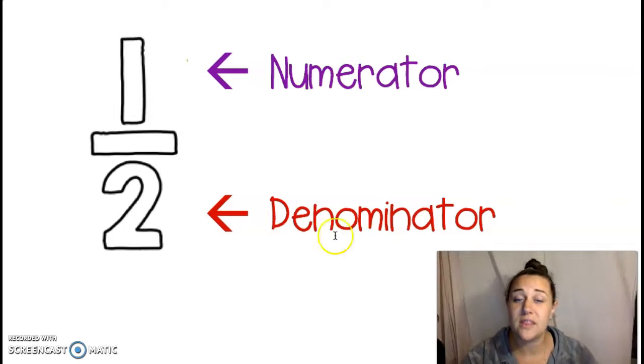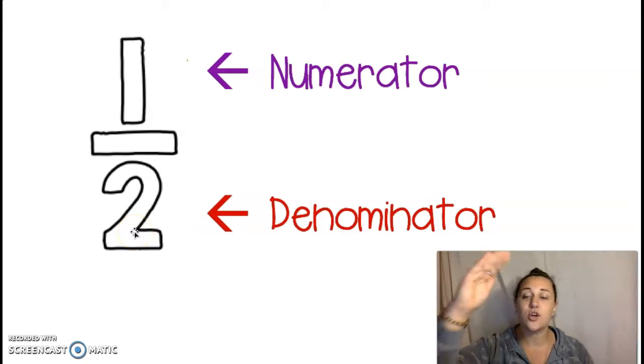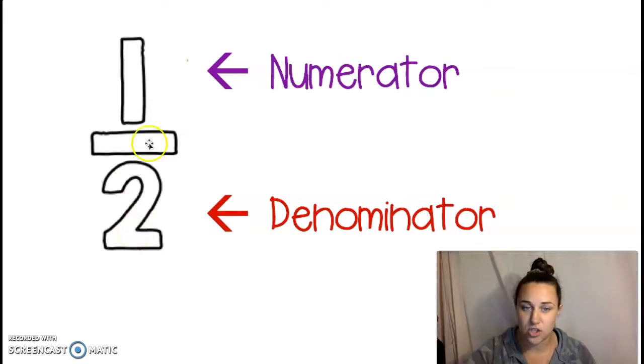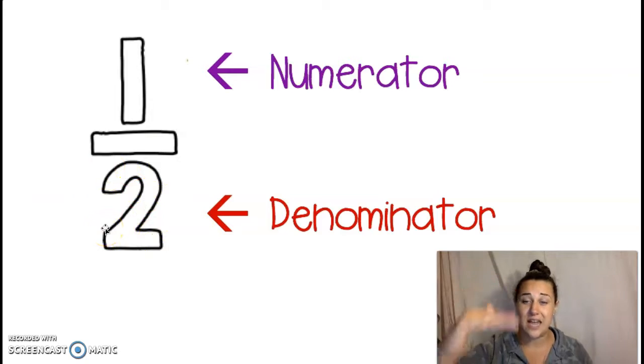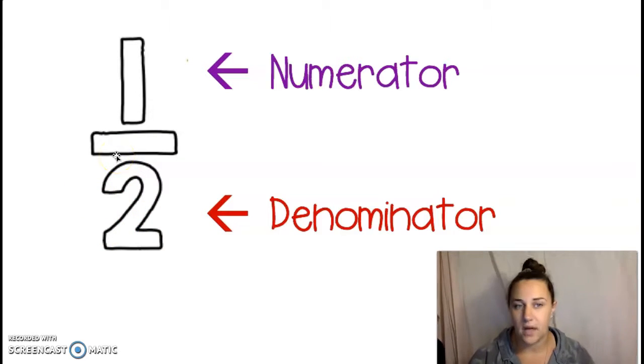And if you can somehow try and remember denominator, right? It starts with a D. Just think down. The denominator goes down. It's down under, right? Under the line. So denominator down. Numerator up, denominator down. All right? So that's your number that's down under your line, your fraction line. Okay? But what do these words mean?